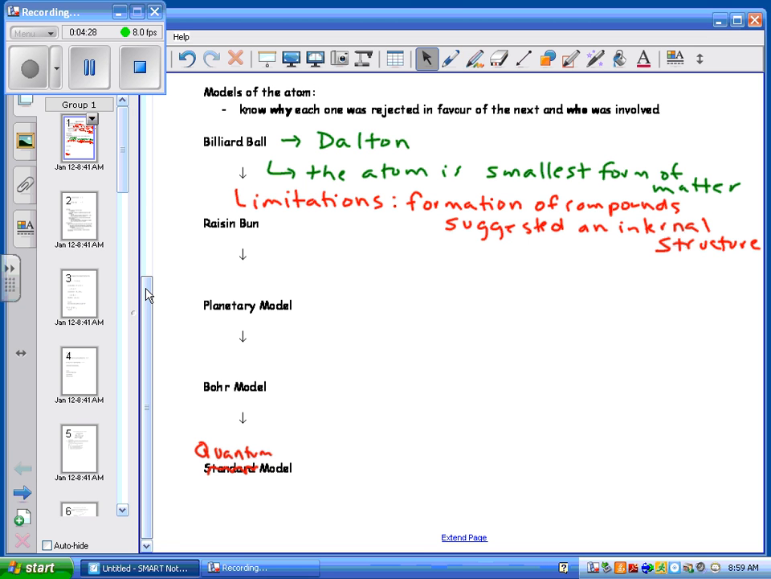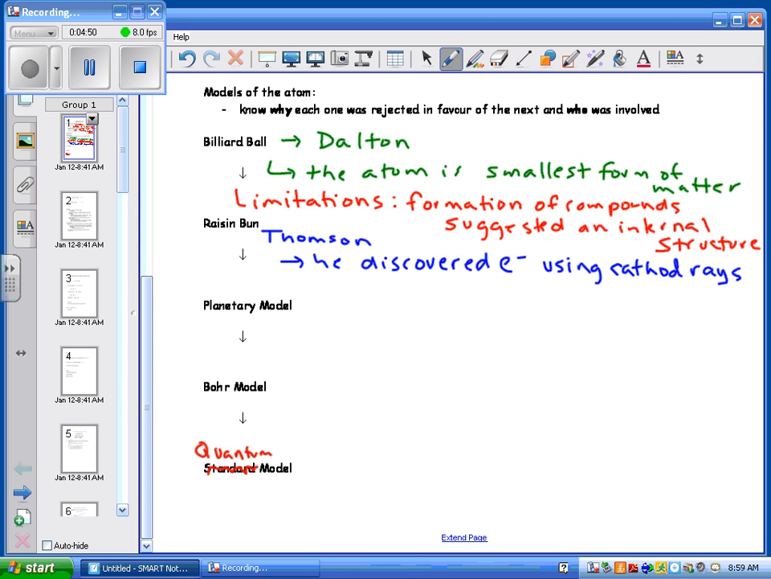The raisin bun model is Thomson. Thomson is responsible for discovering the electron using cathode rays. The raisin bun model is that the atom is a bunch of electrons embedded in positive goo. So, electrons embedded in a positive cube.